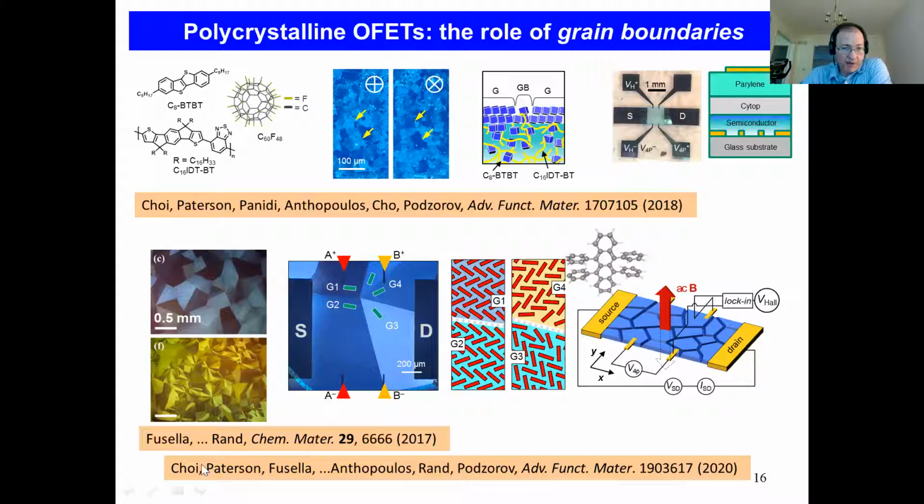Also, we collaborated in this project with Barry Rand's group at Princeton. Barry is growing absolutely magnificent polycrystalline rubrene thin films.